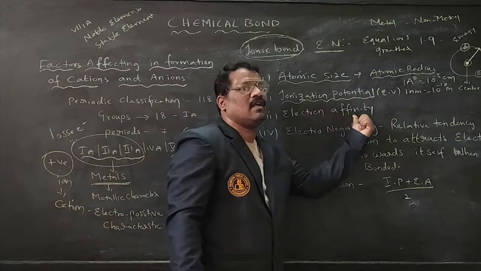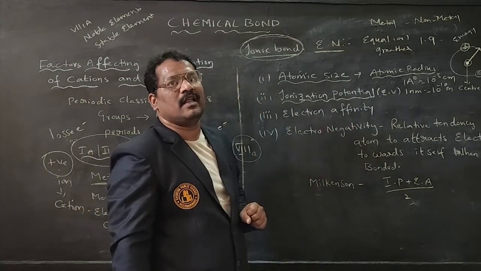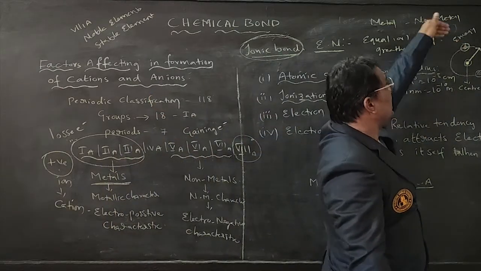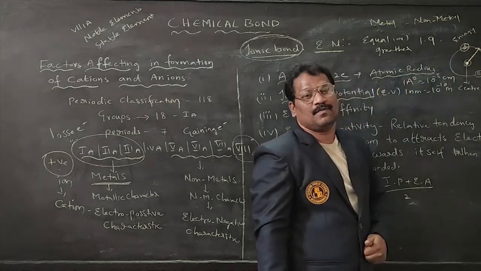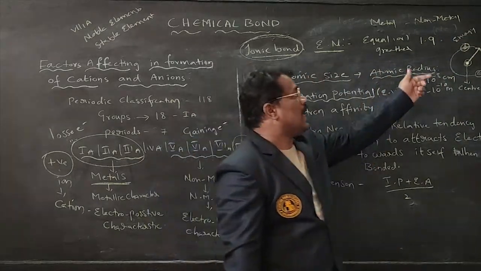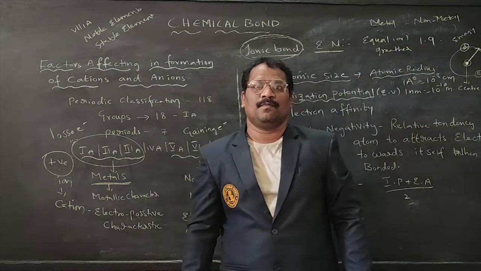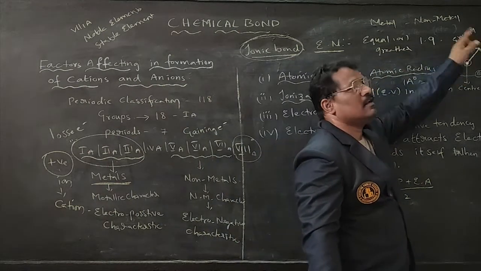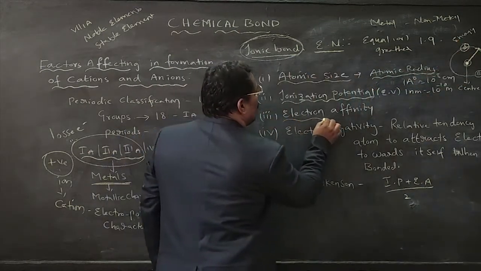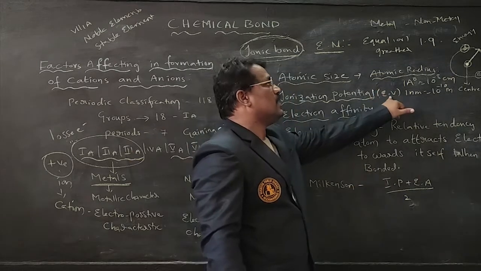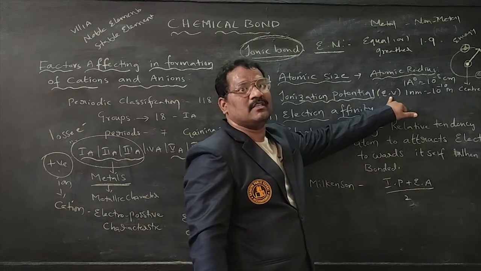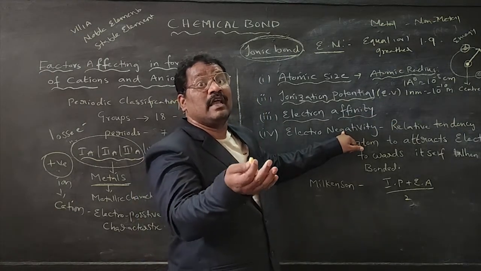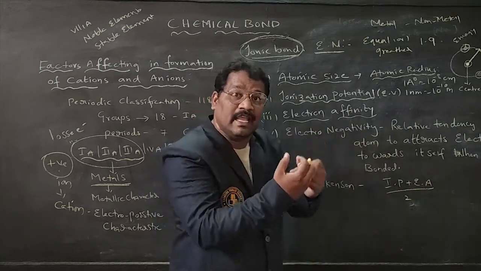Coming to the next one, electron affinity. What is electron affinity? Electron affinity means within this valency shell, adding of an electron is needed. The energy required to add an electron into the valency shell is called as electron affinity. In the positive nature, a metal is losing electrons. In electron affinity, the element is gaining electrons, the electronegative characteristic.